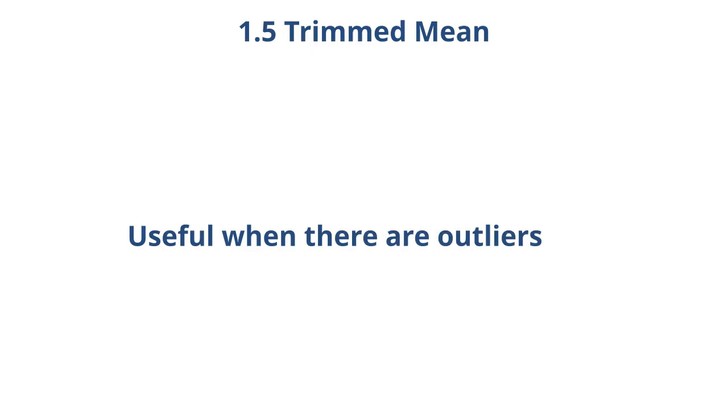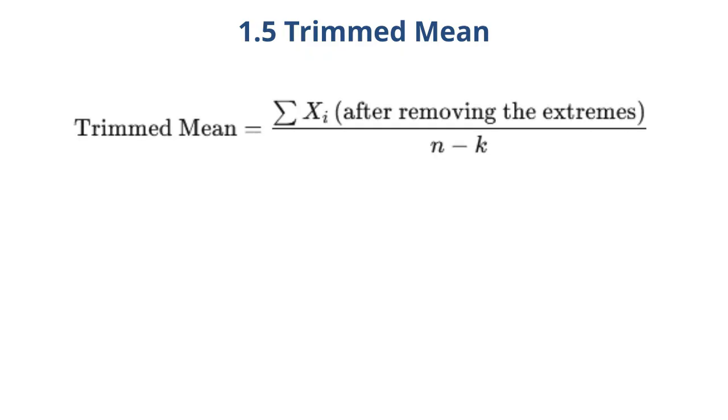1.5 Trimmed mean. A trimmed mean is calculated by removing a certain percentage of the smallest and largest data points in the dataset before calculating the average. This is particularly useful when there are outliers that might distort the mean. Formula for trimmed mean. Trimmed mean equals the sum of x sub i, after removing the extremes, divided by the quantity n minus k, where x sub i are the remaining data points after trimming. k is the number of observations removed from each end, e.g., removing 10% from each end.